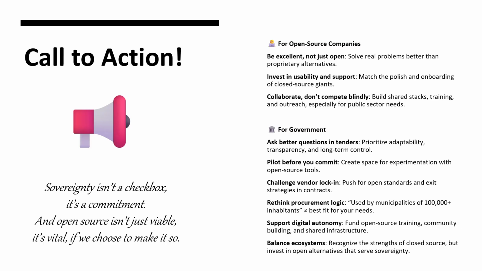For government and public institutions, ask better questions in tenders. Prioritize adaptability, transparency and long-term control. Pilot before you commit. Create space for experimentation with open source tools. Challenge vendor lock-in. Push for open standards and exit strategies in contracts. Rethink procurement logic. Used by 100,000 or more municipalities doesn't mean the best fit. Support digital autonomy. Fund open source teams, not just the infrastructure. Balance ecosystems, recognize the strengths of closed source but invest in open alternatives that serve sovereignty.